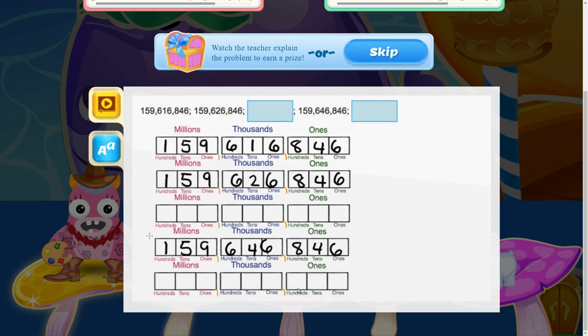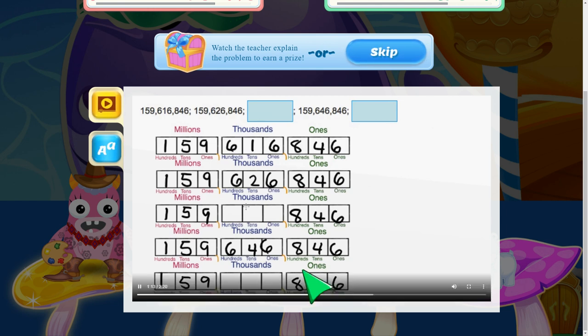Now, if we just look at our place value charts, we can see that the numbers in the ones period and the millions period are the same for every number. So that means we can fill in a 1, 5, and 9 for the hundreds, tens, and ones place of the millions period, and an 8, 4, and 6 for the hundreds, tens, and ones place of the ones period.